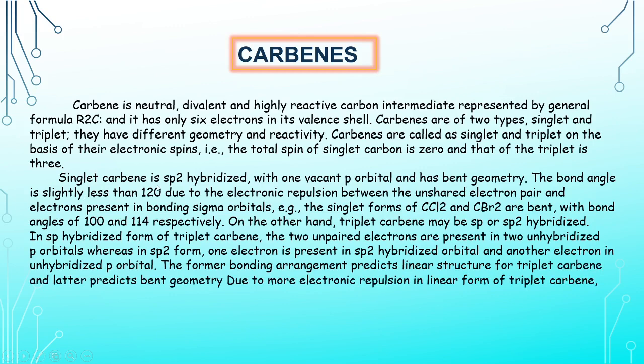The singlet carbene is sp2 hybridized with one vacant p orbital and has bent geometry. The bond angle is slightly less than 120 degrees due to the electronic repulsion between the unshared electron pair and the electrons present in the bonding sigma orbital. For example, the singlet forms of CCl2 and CBr2 are bent with bond angles 100 and 114 degrees respectively.